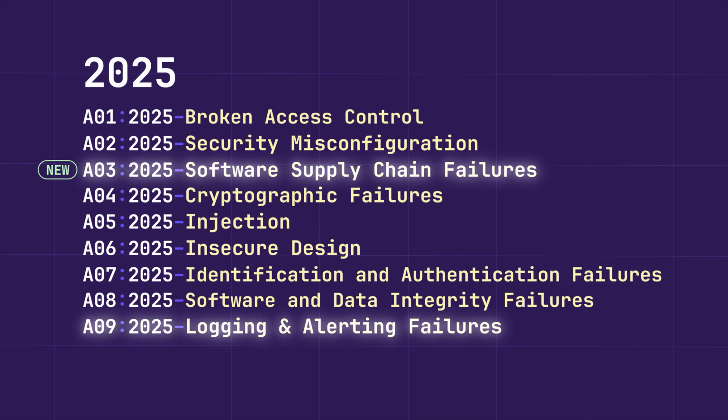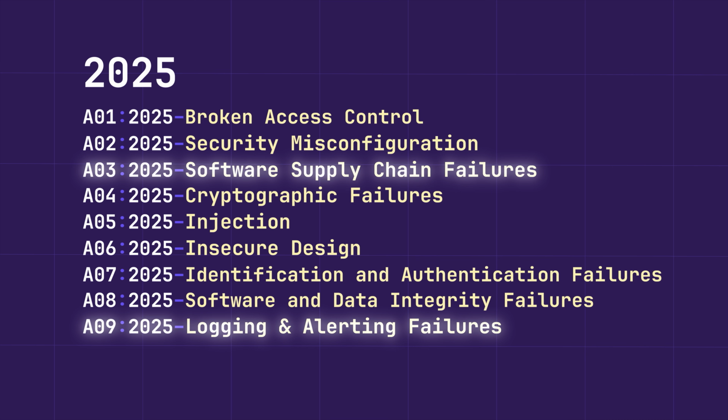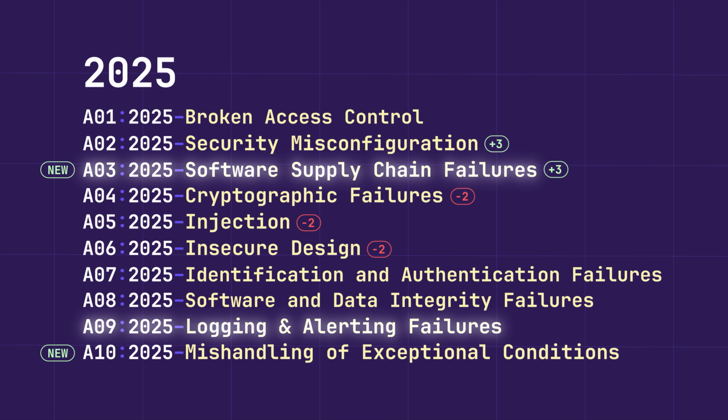Now, this replaced something called outdated or vulnerable components. They're a little bit similar, but what's important is this better reflects what we're actually seeing now. And the other new one is mishandling of exceptional conditions.